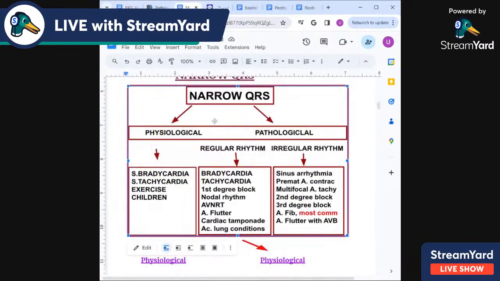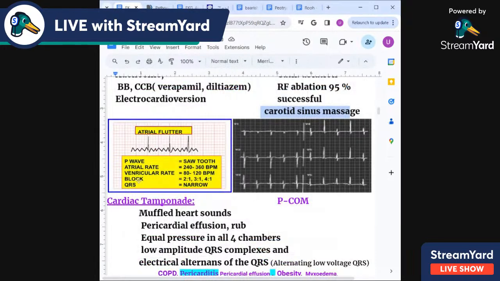Then the next cause of a narrow QRS regular rhythm is atrial flutter. Here is atrial flutter, which has the sawtooth P wave. There is 2 to 1, 3 to 1, or 4 to 1 block, and the atrial rate is 240 to 360 beats a minute. Not all the impulses pass through the AV node, so the ventricular rate is 80 to 120 beats a minute and the QRS is narrow.